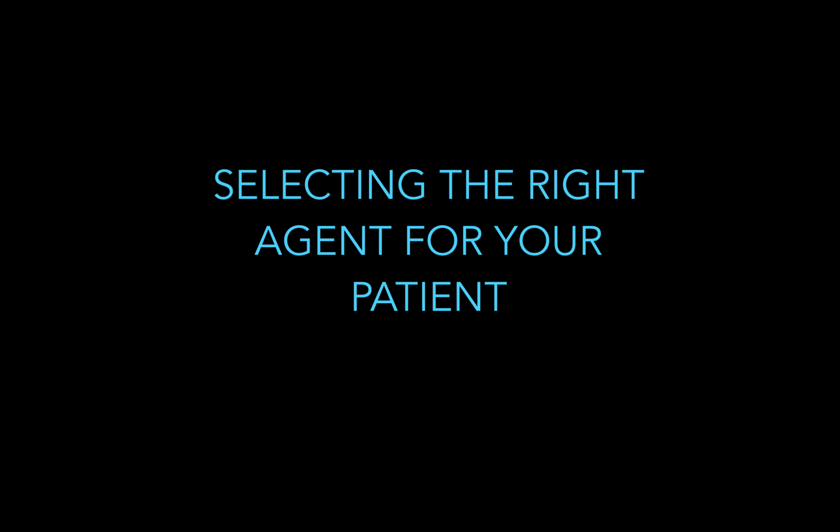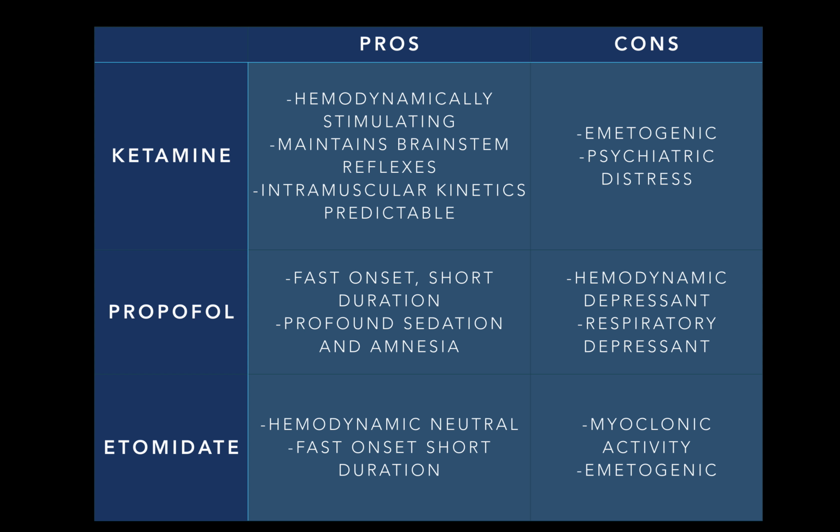So let's summarize and finish this off by talking a little bit about how you select the right agent for your patient. Everybody's different, right? Everybody comes in with something. If they need procedural sedation, you have to look over the patient and do a pre-sedation evaluation, which is what all that paperwork's about. Think about what the patient needs, how long the procedure is going to be, what the patient will tolerate, and choose your agent there.